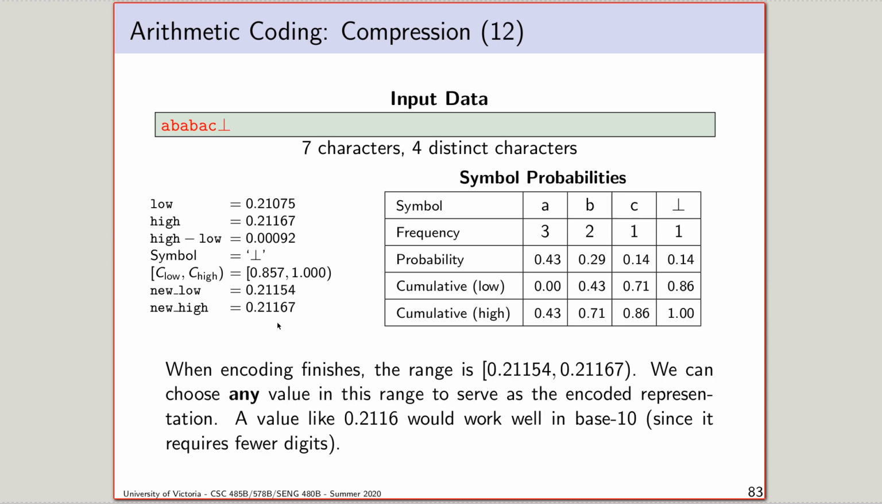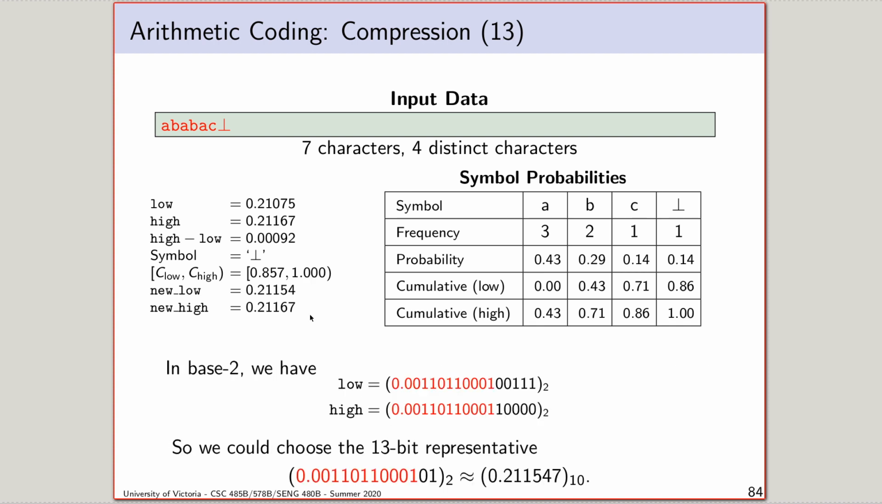Now I finish encoding. I've encoded the end of block marker, and my final range was 0.21154 to 0.21167. I have to choose any number I want in that range and send it over to be decompressed. So I'll choose something that works well. It's my choice. If I'm working in base 10, I would probably choose 0.2116. That's 4 digits.